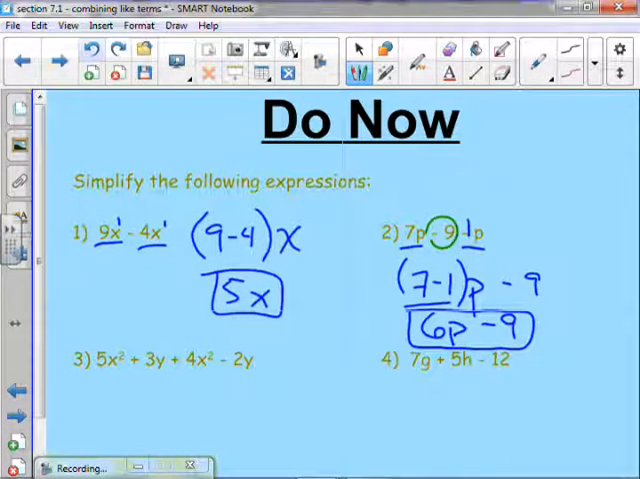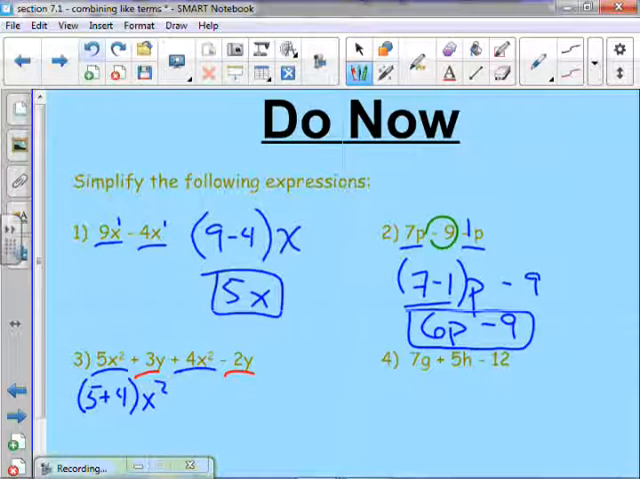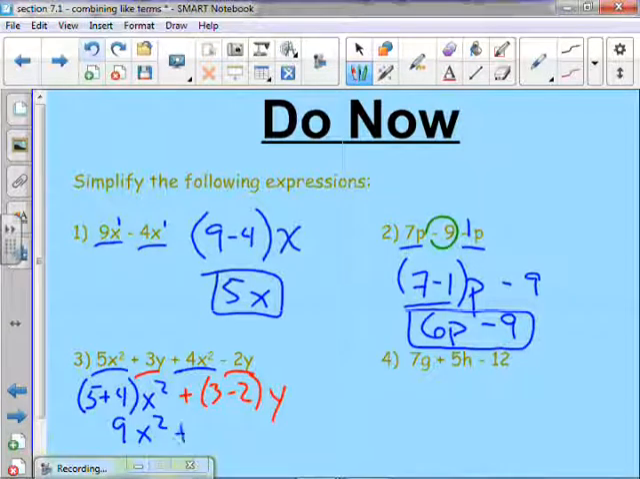Okay. Number 3. I'm going to look for like terms. I see I have an x squared and another x squared here. And then I have a y and another y. So these I can combine separately. I have 5 plus 4 of my x squareds, plus I have 3 minus 2 of my y's. Well, 5 plus 4 gives me 9, so I have 9x squared, plus 3 minus 2 gives me 1, so I have 9x squared plus 1y.